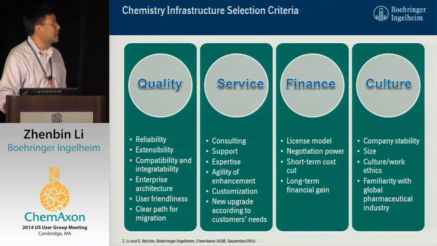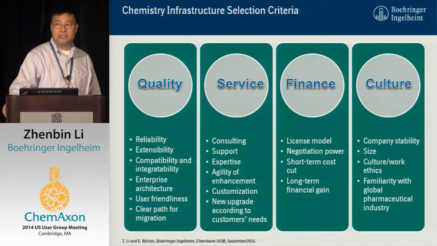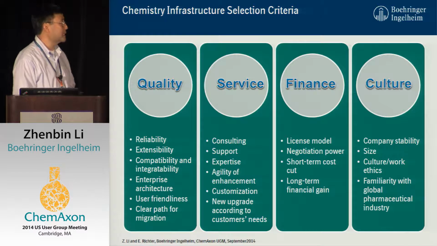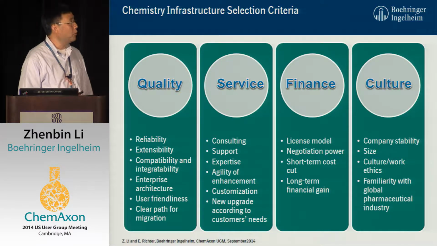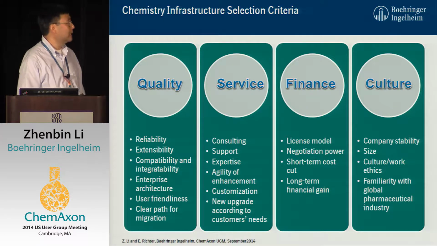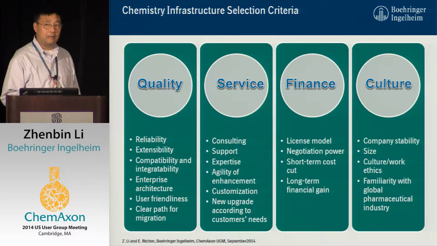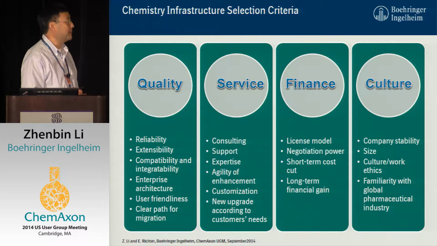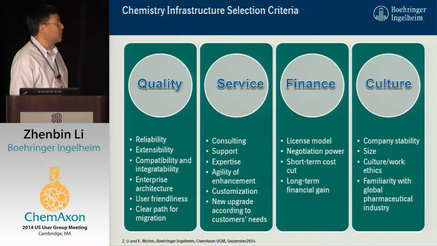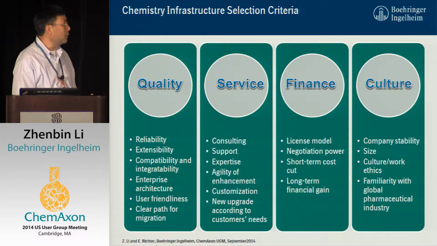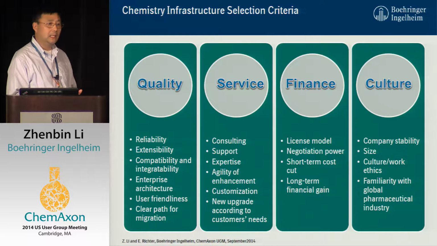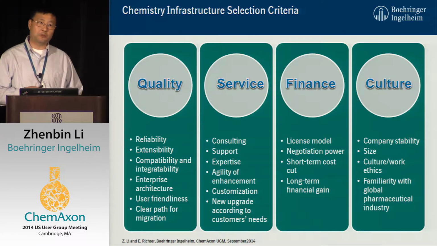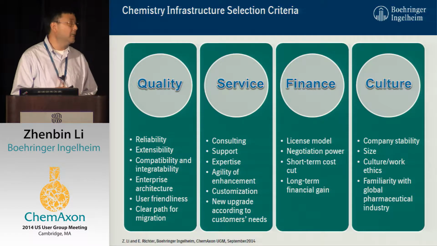In terms of how we decide to choose software that is so important to the discovery process, we look at four parameters: quality, service, financial, of course, and the culture of the partner. In terms of quality, we look for reliability, which means the software does what it says, or does what is right.